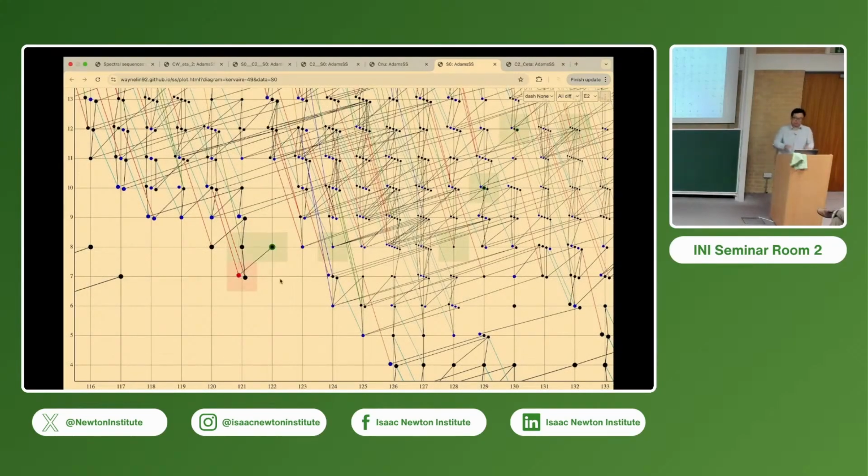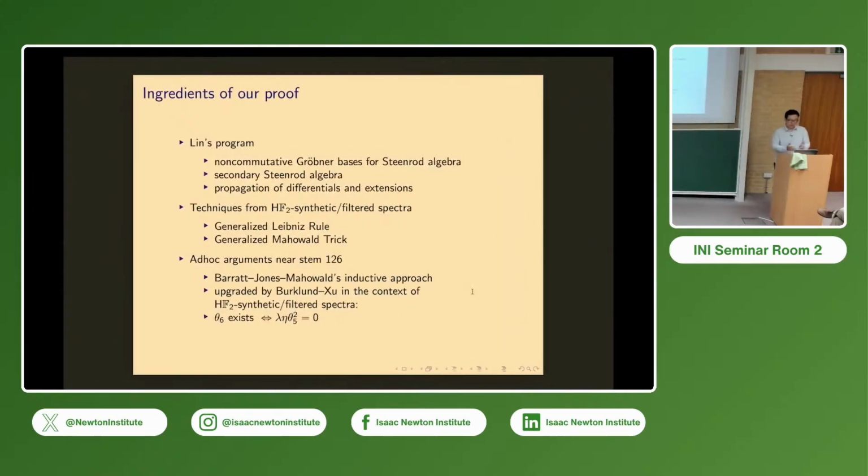So using the remaining information and some ad hoc arguments, we can actually prove that this relation is 0, and therefore conclude that theta 6 exists. So that's basically the strategy of our proof. So next, I'd like to talk about this technique and some background regarding HF2 synthetic spectrum.